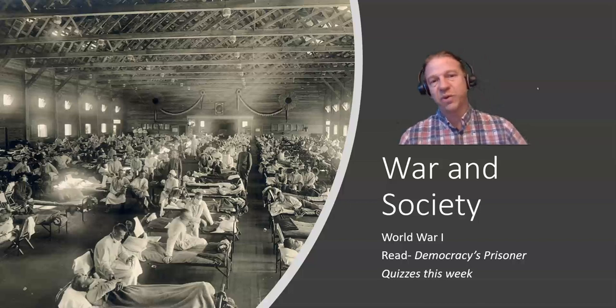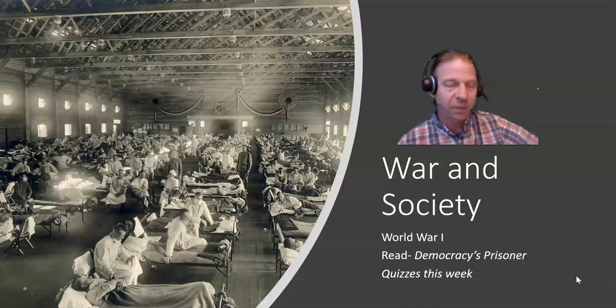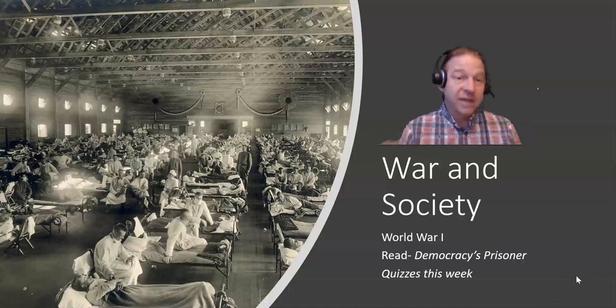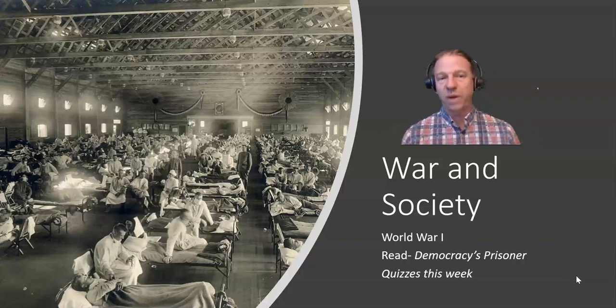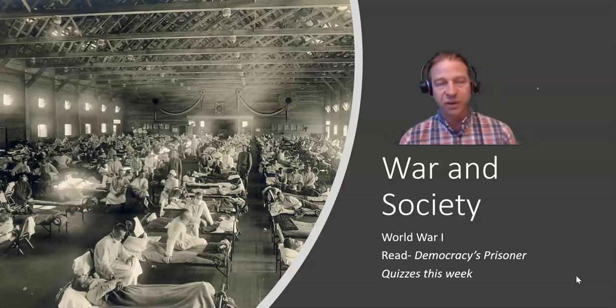War and Society, the First World War. The image that you're seeing here on the screen, of course, is an example of one way that war shaped society. In this case, the example is a pandemic. World War I became associated. This is a Kansas military hospital where American soldiers ill with the flu, which became known as the Spanish flu, ravaged the United States and the world.